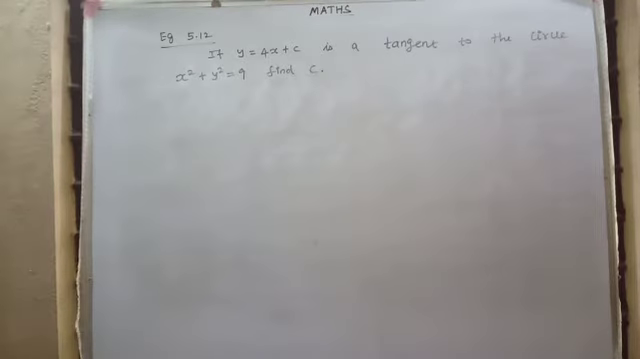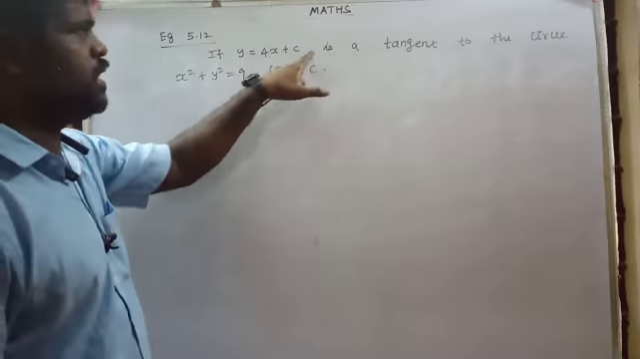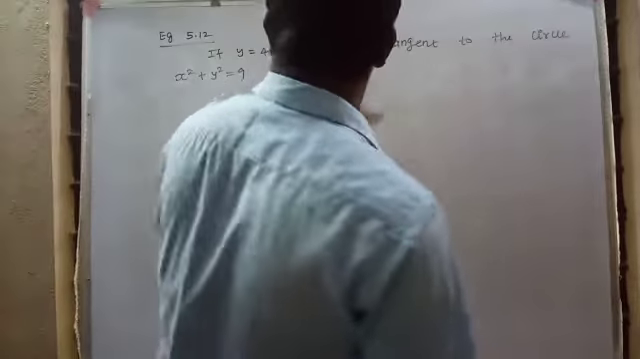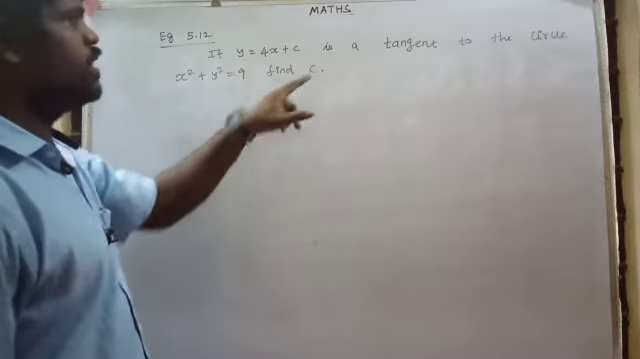Directly. Example 5.12. If y equal to 4x plus c is a tangent to the circle x square plus y square is equal to a9, find c.